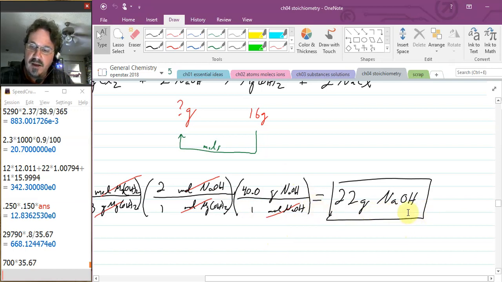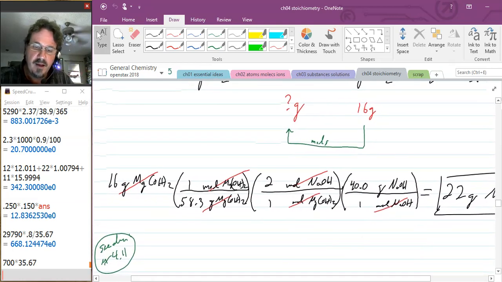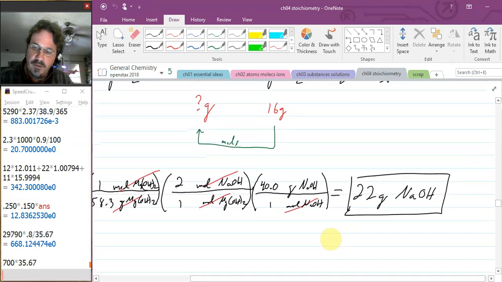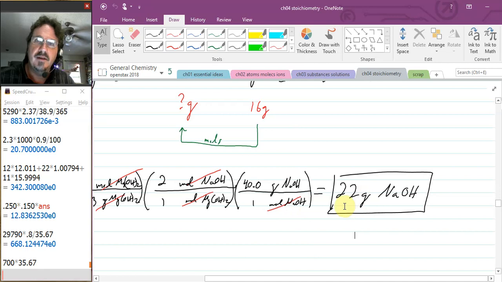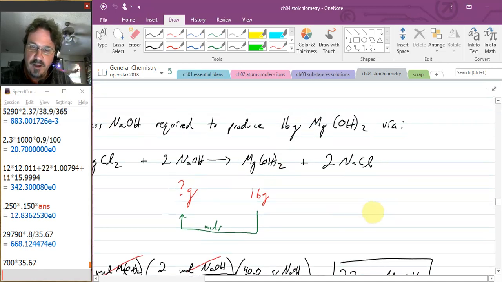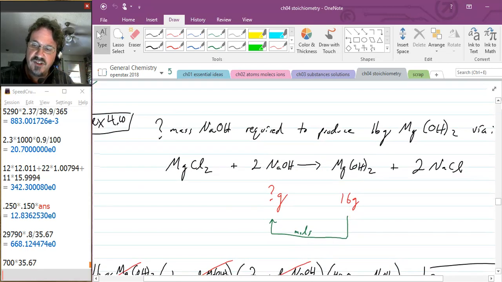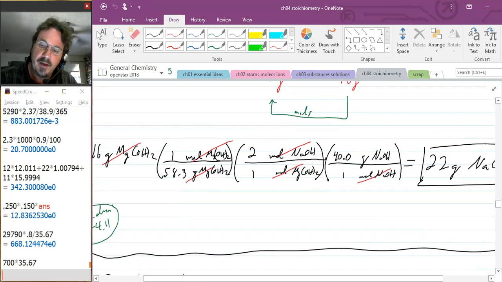Put my equal sign, put my units, and finally pick up your calculator and multiply this all out. 16 times 1 divided by 58.3 times 2 divided by 1 all the way through. 22 grams is the answer. So going back to the equation, we're trying to produce 16 grams of magnesium hydroxide. I said, how much sodium hydroxide do I need? Well, my answer is 22 grams. That's how much I'm actually going to have to start with.